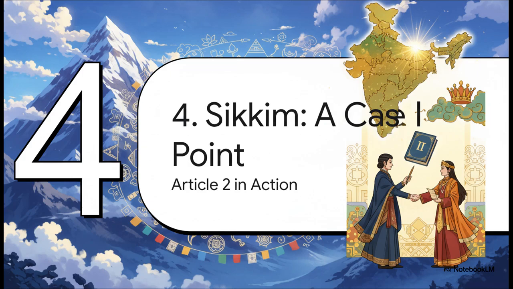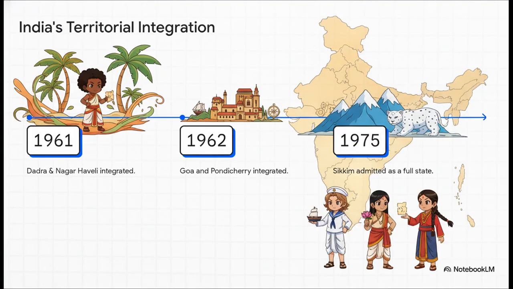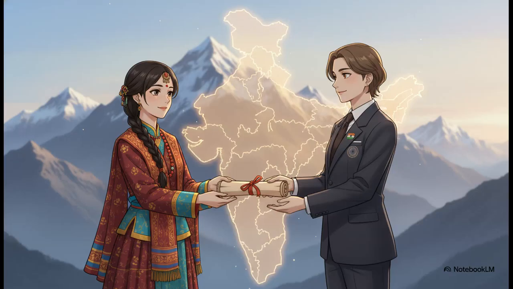And believe me, there is no better example of Article 2 in action than the story of how Sikkim became a state of India. Now, of course, Sikkim wasn't the only one. After independence, India integrated other territories too, like Goa and Pondicherry. But Sikkim's case is special. It perfectly illustrates that admit power we were just talking about. And here's why it's the perfect example.